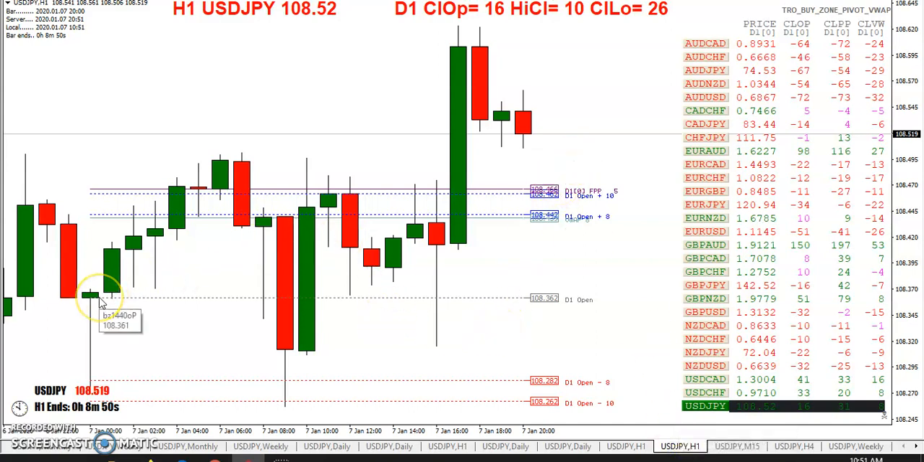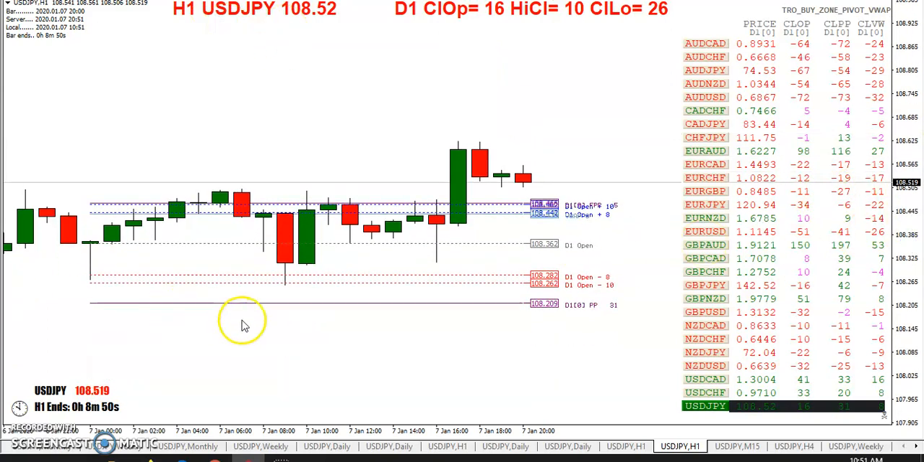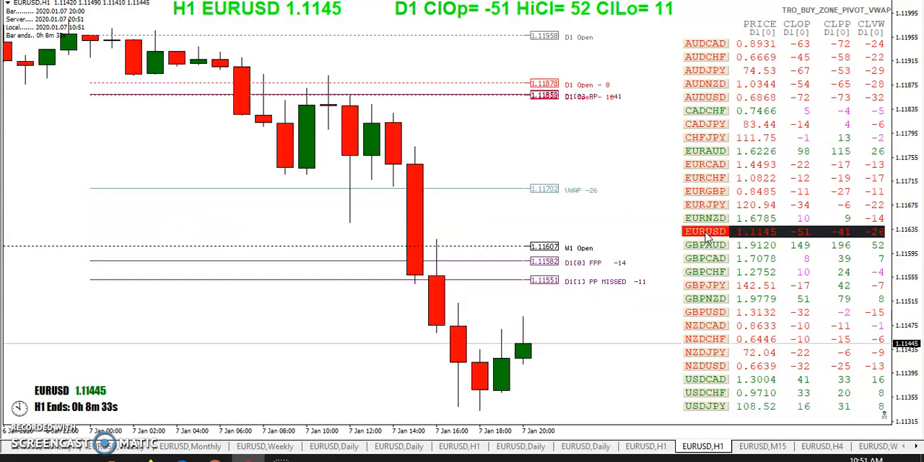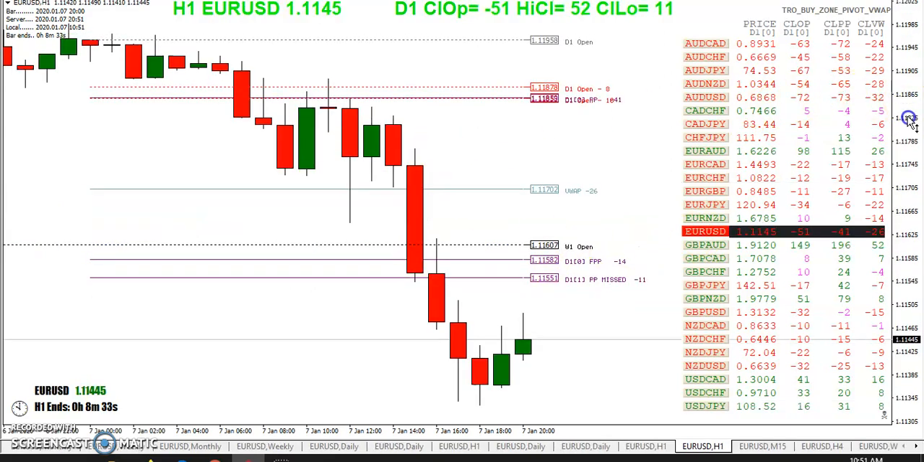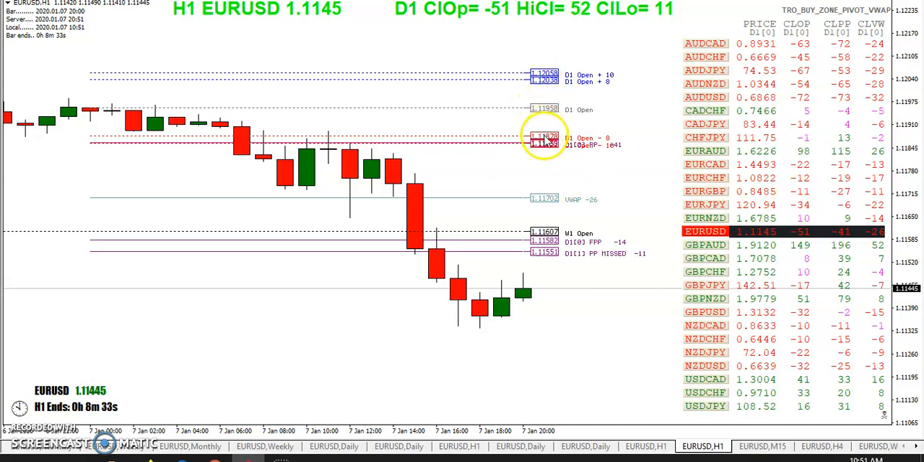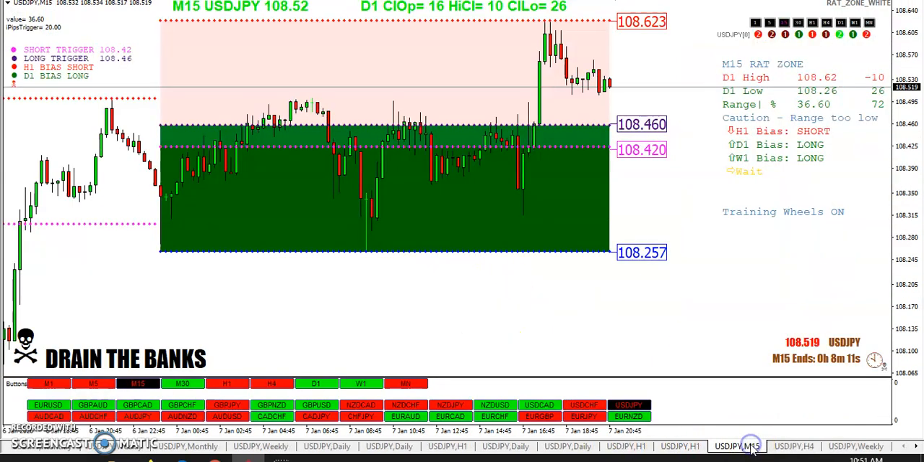The buy zone on the dollar yen. We did not hit the pivot as of yet today. We can look at the euro. And you can see we took out the pivot point right there. We took out the missed pivot right there. So you got 2 for 1 on the euro. Also notice the euro crossed below that weekly open.